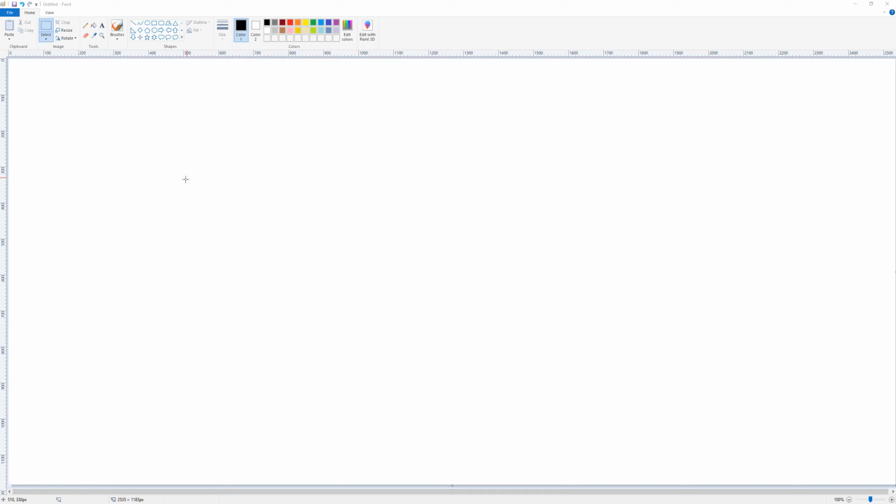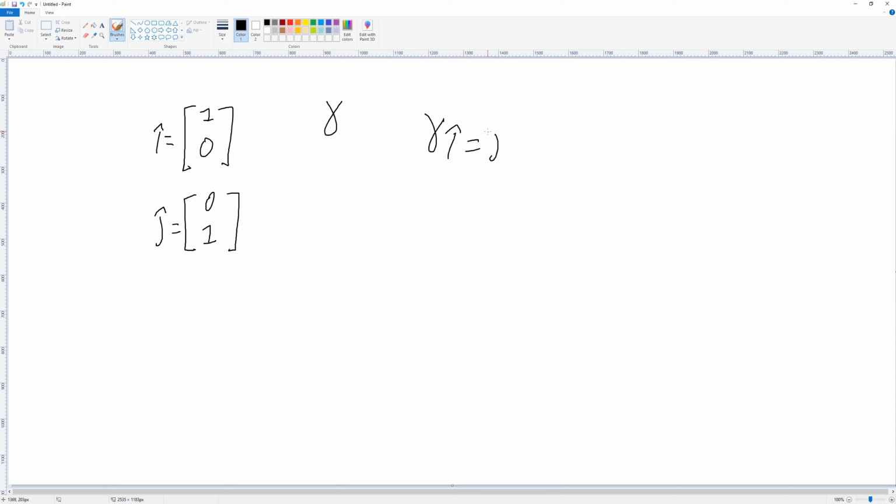So for this next one, I asked you to show that the vector i hat, which equals (1, 0), is linearly independent from the vector j hat, which equals (0, 1). When I say linearly independent, that means if I pick some number, we'll call it gamma, I can't find any gamma times i hat that equals j hat. There's no real number gamma that satisfies that.